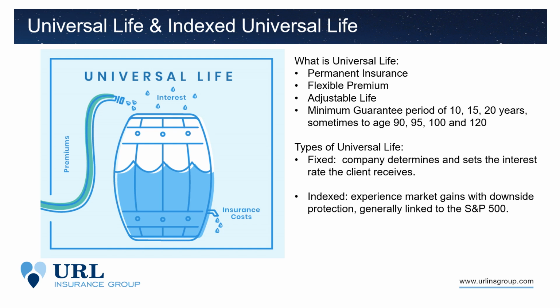On the left, you'll see a visual snapshot of how universal life very basically works. Imagine a barrel filling up with water. The hose is the premium payments that you're paying in that fill up that barrel, and you're also getting sprinkles of interest going into that. So the water accumulating in the barrel is your cash. And imagine interest helping gain that, whether that's a fixed interest rate or an indexed interest rate. And at the bottom of the barrel, there's a spigot bringing the water, or the cash value, out of the policy, and that's the insurance cost associated with the life insurance plan.